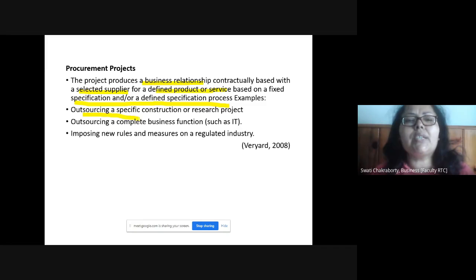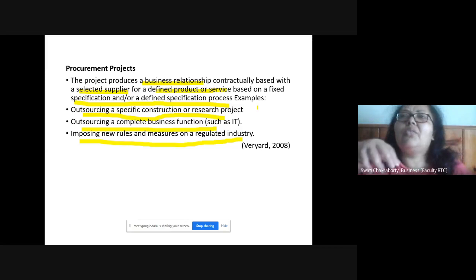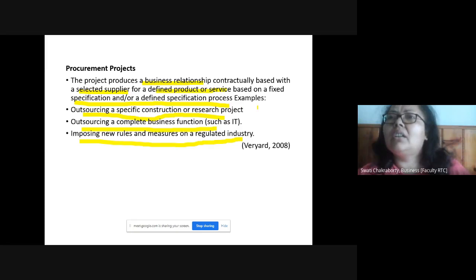Examples are outsourcing a specific construction or research project, outsourcing a complete business function, say an IT function, or imposing new rules and measures for a regulated industry. So here, when we had, say, construction, in Bhutan we do have the flyover when you go from Chhuzom to Thimphu, which was built and outsourced.